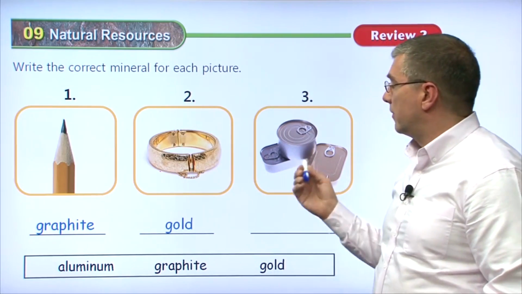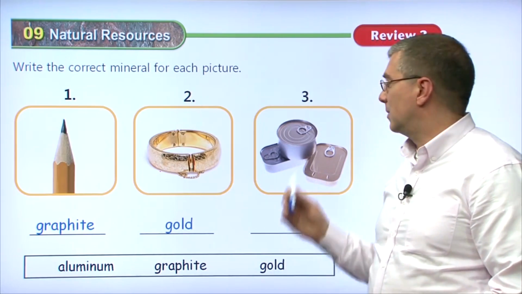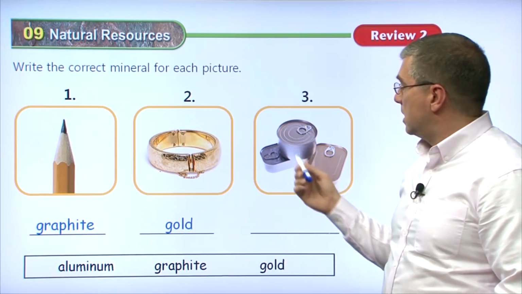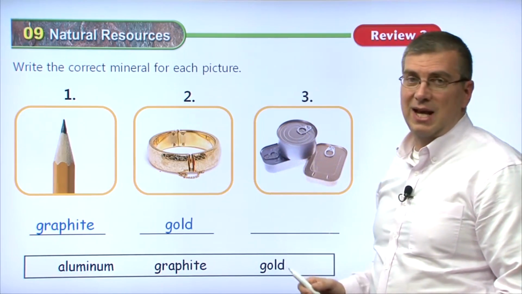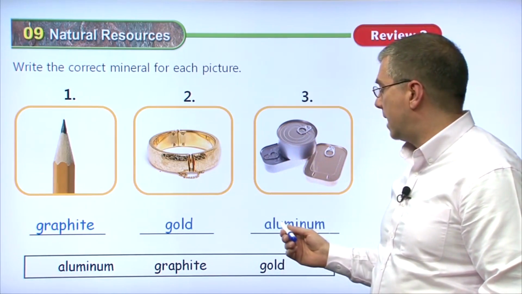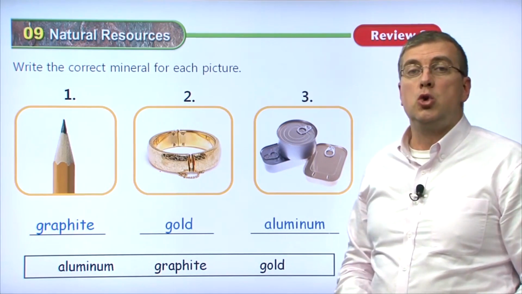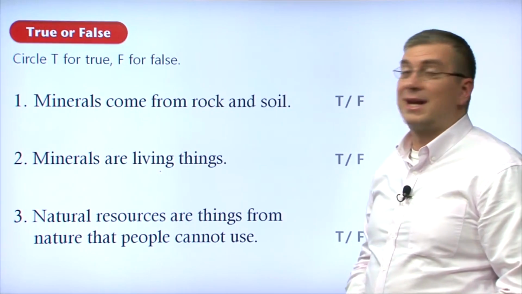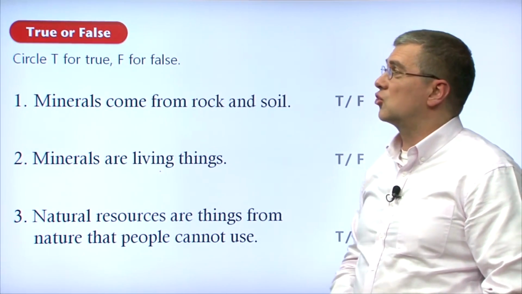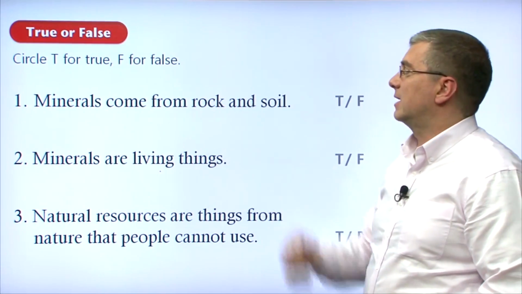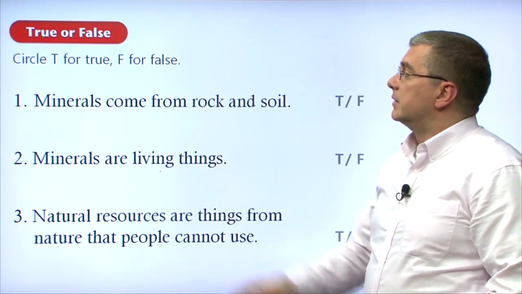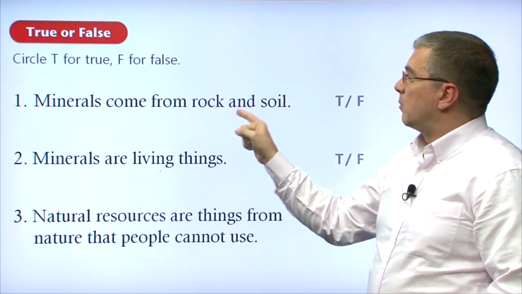Over here, this is more of a useful mineral, right? We use it a lot. It's a lot more common. It's not as expensive as gold, but it's usually used to make cans and containers, okay? And we, of course, call that mineral aluminum. Okay, we've got one more thing to do before we get into the reading, and that, of course, is true or false. We have these sentences here that we need to figure out if they are true or if they are false. So, number one, minerals come from rock and soil.